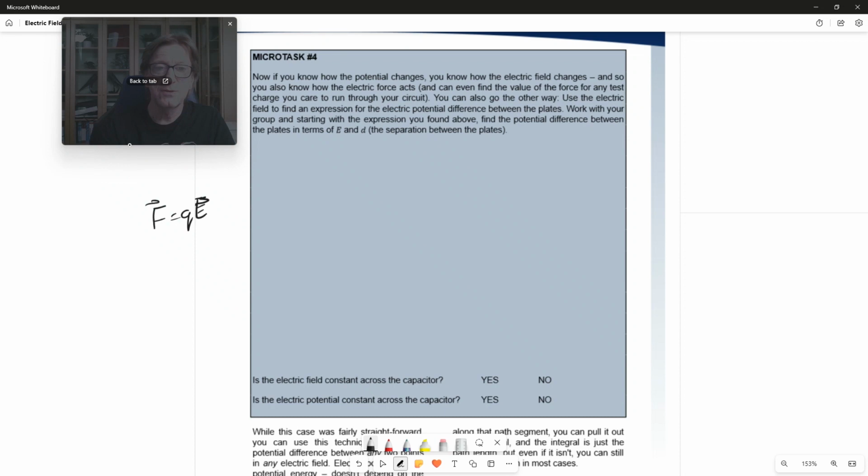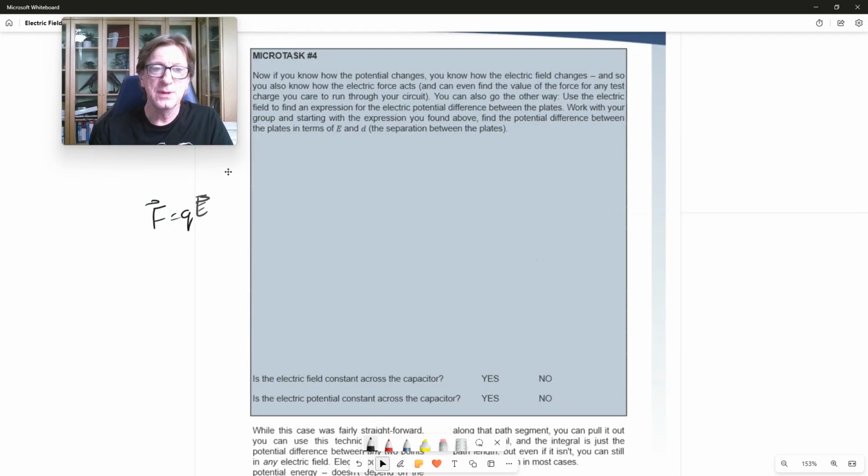Okay, so let's draw a quick little sketch here. Let's get my camera back on here. There we go. So here are my plates. If this is the negative plate and this is the positive plate, then we know our E field is going this way. So that's E, which is a vector. And then this separation, we're going to call D. All right, so starting out, the electric field is the negative gradient of the electric potential.